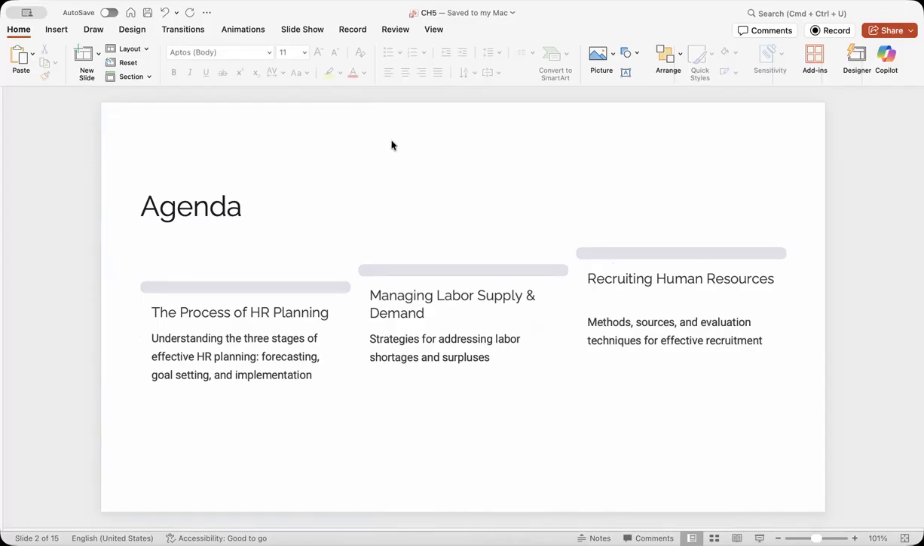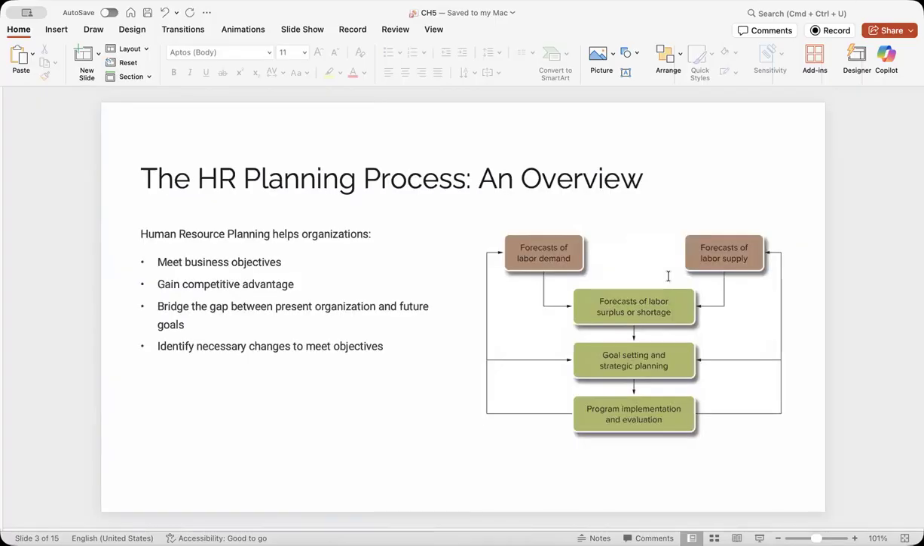Let's start with what we're going to talk about today. Basically, the process of HR planning, understanding the three stages of effective HR planning: forecasting, goal setting, and implementation. We're going to talk about labor supply and demand, and then we're going to talk about how good HR recruiters recruit. So, this is the HR planning process. This is kind of a general overview.